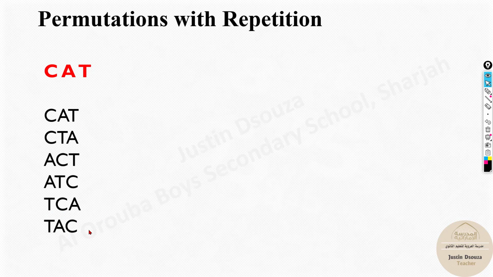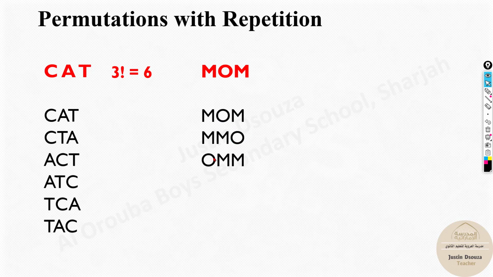This is 6. Now, what about the word MOM? Because there are three letters, it should be 3 factorial, isn't it? But now let's try it. It'll be MOM. I will write MMO, or I'll bring this O to the first.